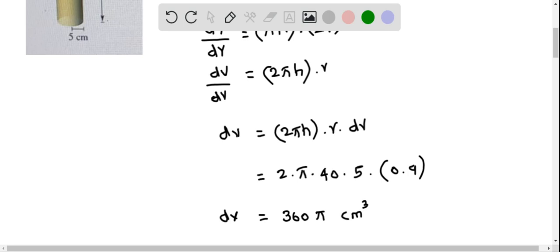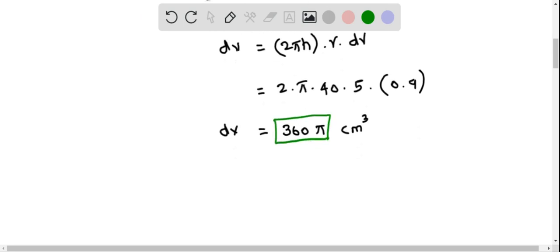So the volume of the shell is found to be 360 pi centimeter cube, or otherwise, if we convert this to decimals, we get 1130.97 centimeter cube, and this is approximated to two decimal places. So, therefore, we say that the volume of the shell is either 360 pi centimeter cube or 1130.97 centimeter cube.